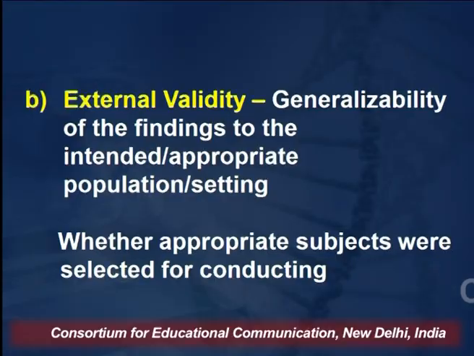Another validity that comes into being is the external validity, which also governs the generalizability, a key characteristic of the research methodology that we talked about. So external validity is the generalizability of the findings to the intended appropriate population or setting. That is, whether the appropriate subjects were selected for conducting the research or not.